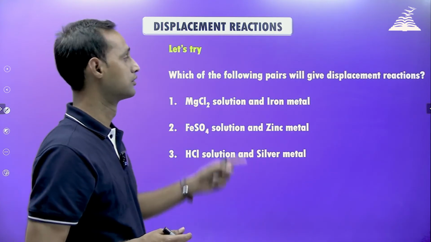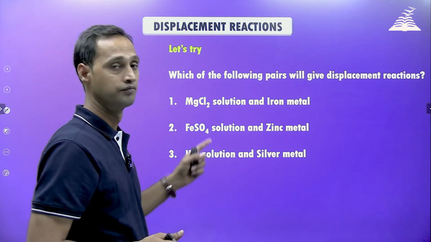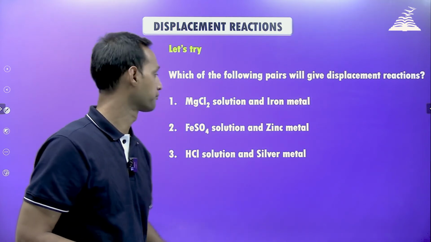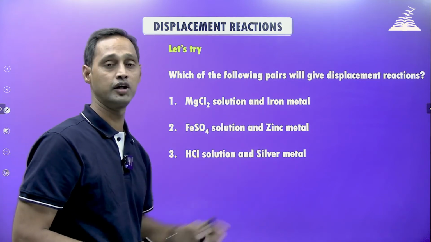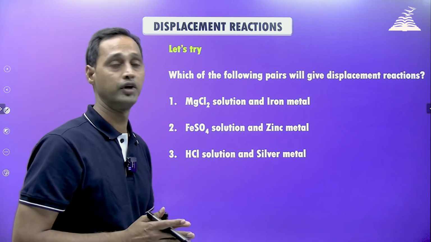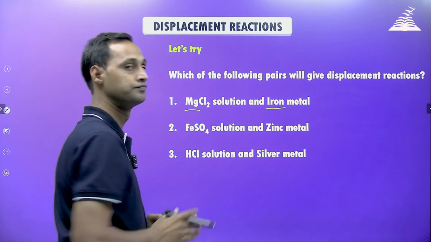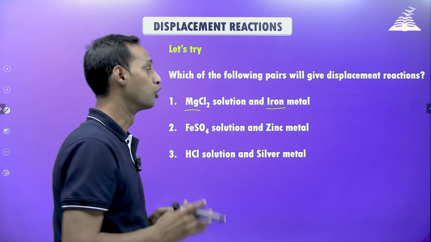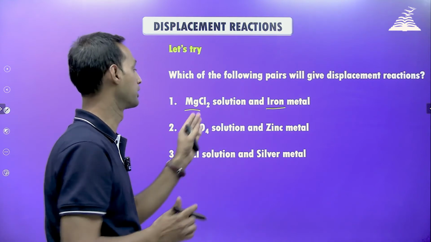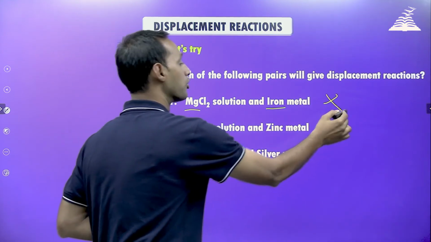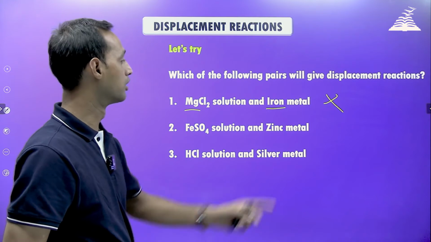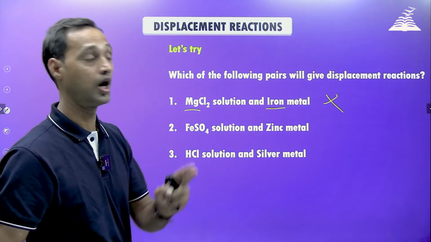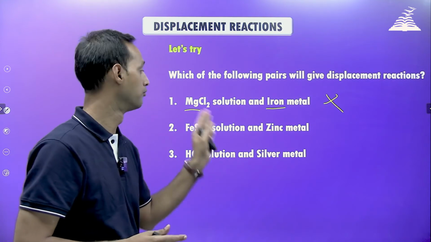Now we will practice displacement reactions. Which of the following pairs will give displacement reactions? Magnesium chloride solution and iron metal. Compare the reactivity of the metals iron and magnesium. Is iron more reactive than magnesium? No, iron is less reactive than magnesium, so it is not possible. Displacement doesn't take place here because iron is less reactive than magnesium, so iron cannot displace magnesium from magnesium chloride solution.